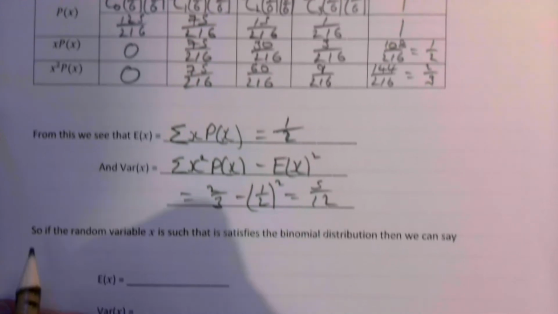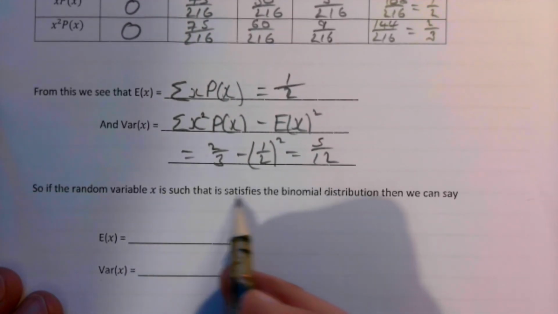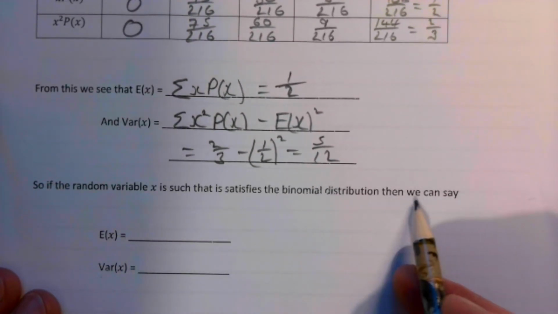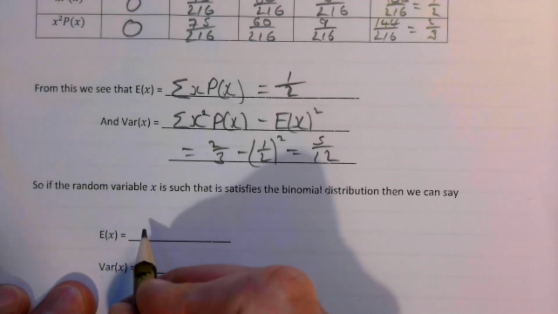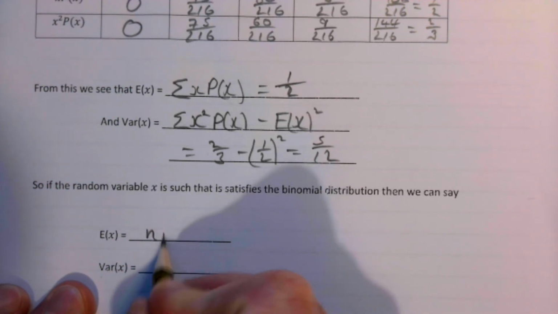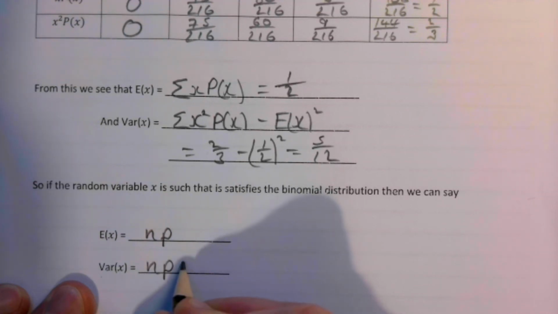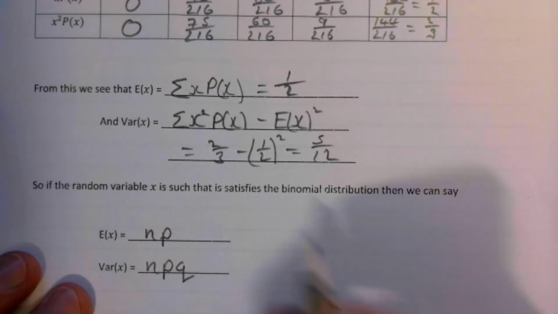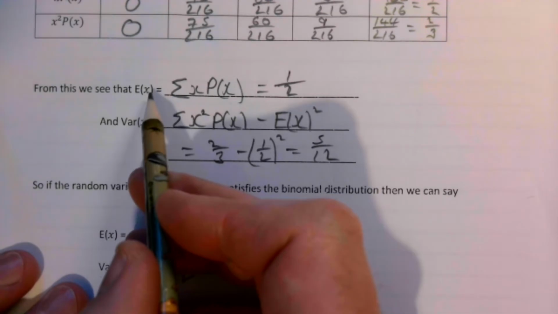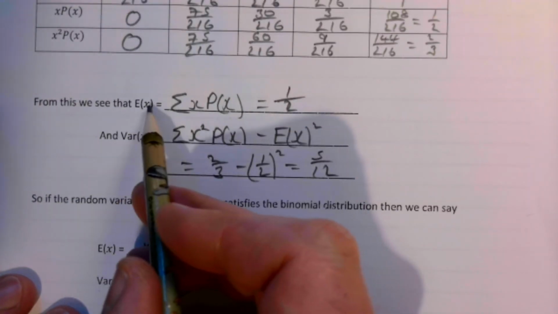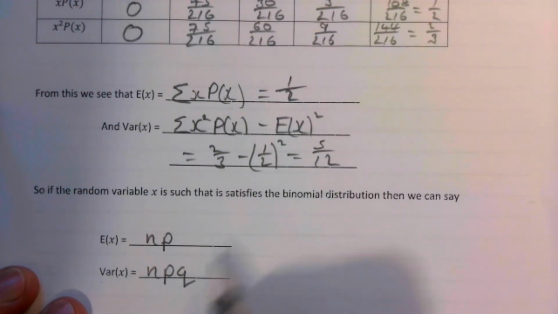If the random variable x is satisfied as it is in the binomial distribution, then we can say, a much quicker way of working these out, the expectation is n times p, and the variance is n p q. So if it follows the binomial distribution, we can work out the expectation of x and the variance of x by doing this, and we're just showing that then it is the same.